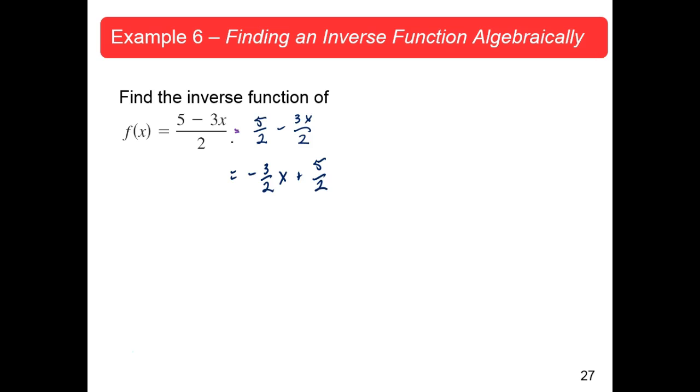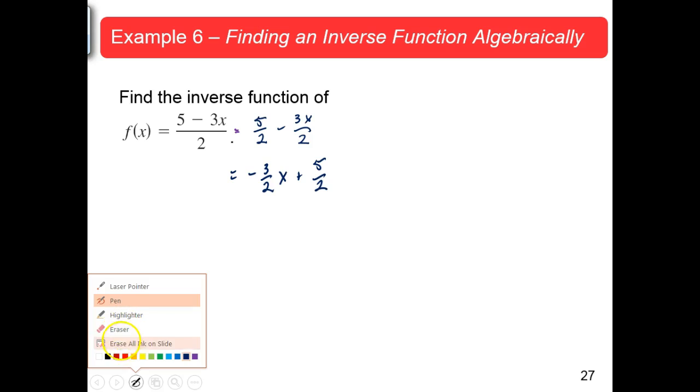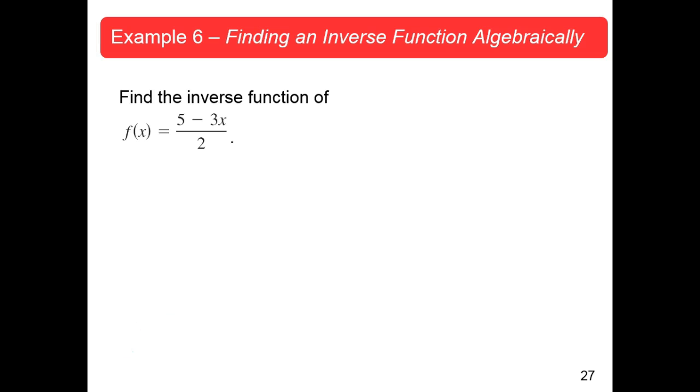Okay? So, all right, let me erase this. That was all step 1, and we determined, yes, it is a 1-to-1 function, because it's a straight line with slope other than 0. Negative 3/2, in fact. So it is a 1-to-1. Step 1 done. What's the next step?